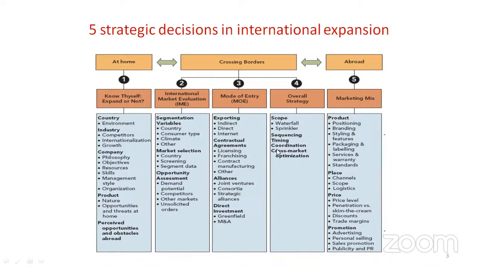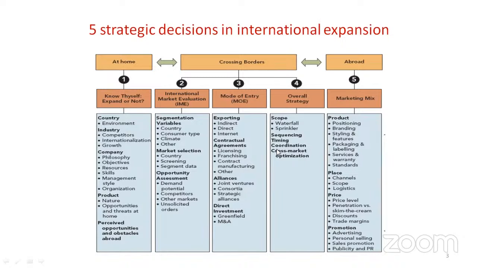That is to export, staying in the domestic country or home country only and exporting the goods to the selected segmented market, or enter into that country on a contractual agreement, or go for alliances or direct investment. Like that, he will think about the mode of entry.